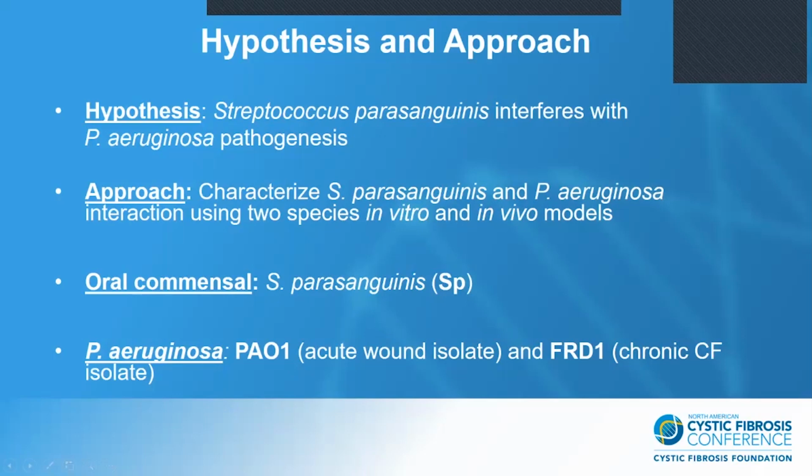So throughout this talk, the commensal that I'm going to talk about is Strep parasanguinis, and you will see it denoted as SP. I'm also going to talk about two different strains of Pseudomonas aeruginosa. The first is called PAO1, which is an acute wound isolate, and the second is FRD1, which is a chronic CF isolate.